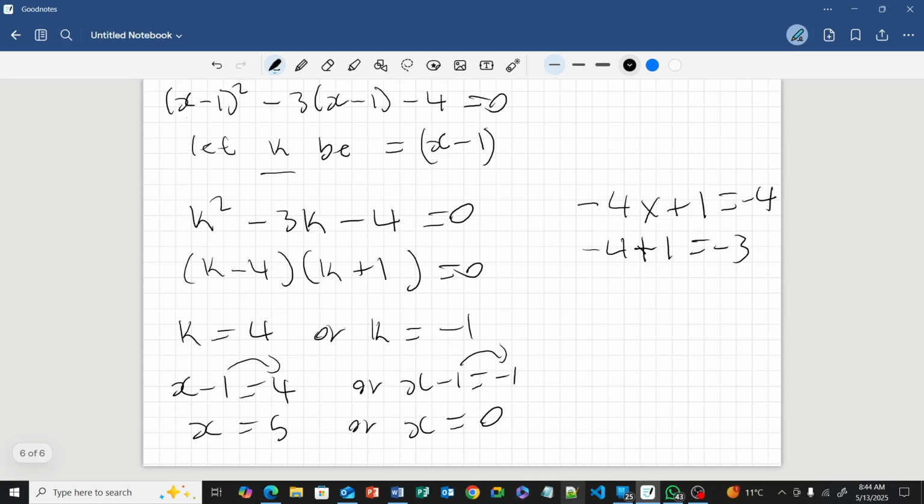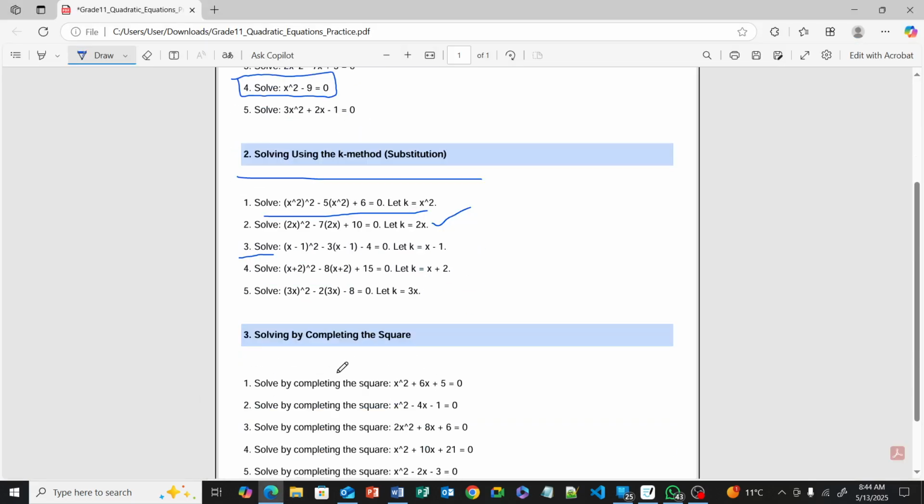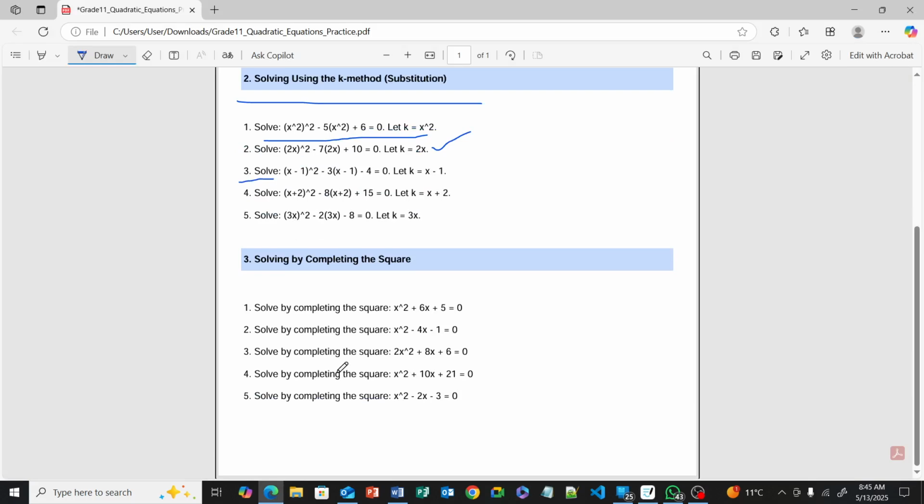Now I believe you understand the concept of letting a number be equal to k. So the ones that I didn't do are your homework. Remember, if you want to practice, feel free to pause the video and do your question, then allow me to solve it and see where you have made mistakes. If you got it right, kudos to you.